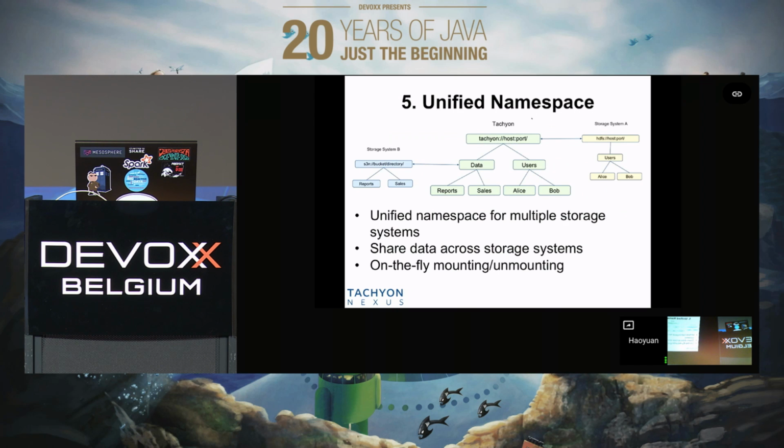Beyond this is the unified namespace, which is a very important feature and critical in many environments as well. You can mount multiple under storage systems in the Tachyon namespace at the same time, on the fly, and share data access across different storage systems. In this particular example, you can mount the Tachyon root namespace on HDFS. Then for the data folder, you can mount S3 storage onto it. From the perspective of applications on top of Tachyon, they only see the Tachyon namespace. They don't need to worry where the data really is. So it virtualizes the namespace in a unified way.